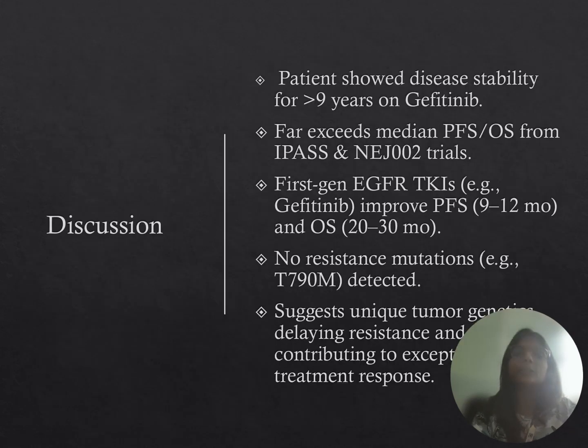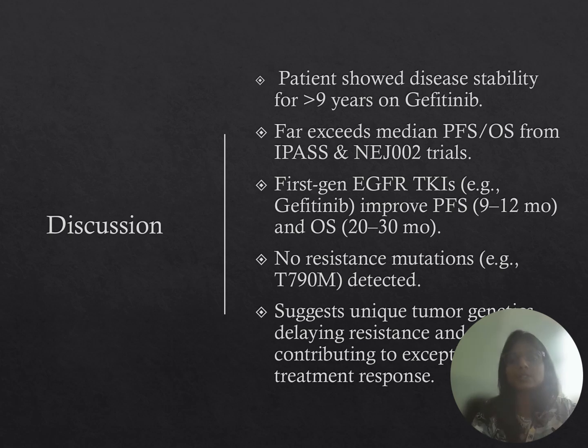To highlight the remarkable points of this patient, she showed disease stability for more than 9 years on gefitinib. This far exceeds the median progression-free survival and overall survival from important trials such as the IPASS and NEJ002 trials, where for first-generation TKIs like gefitinib, the progression-free survival was 9 to 12 months and the overall survival was 20 to 30 months. And as you can see, these figures are much less than 9 years.